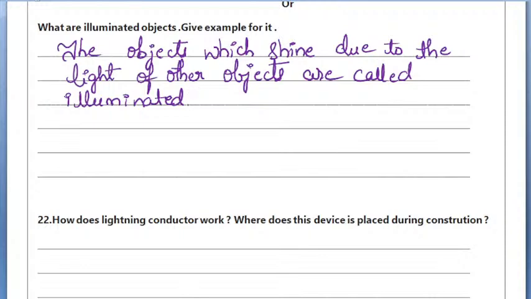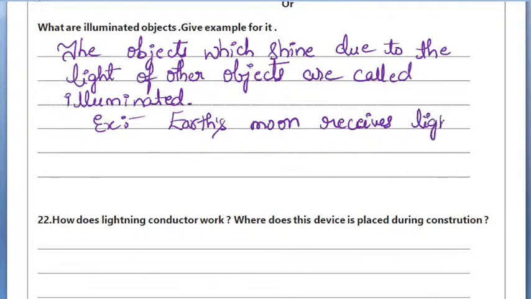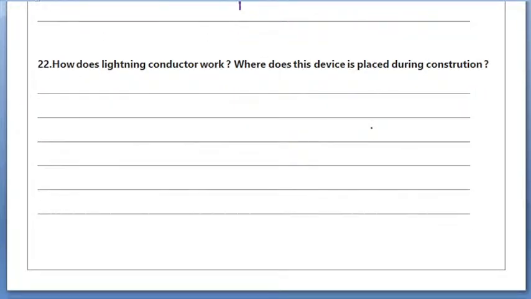Note down the answers now. Example, give an example for it. So you can take the Earth's moon. Our moon is a natural satellite, right? So Earth's moon receives the light from whom? It receives the light from the sun. An example. Okay? Let's go for the next question.